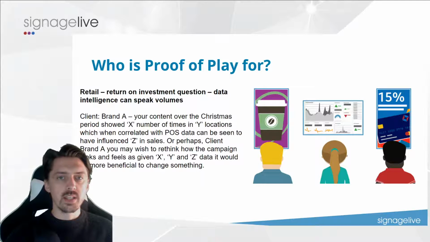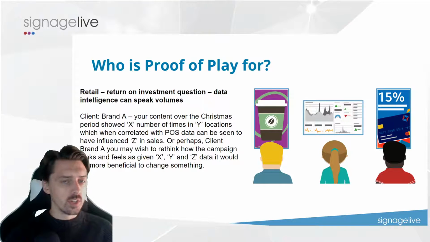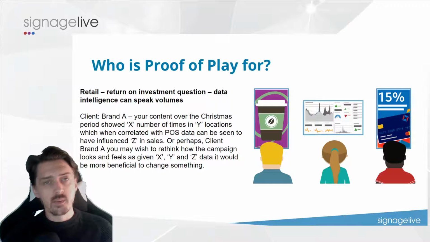So what we're going to talk about today is who is proof of play for, and why do we want it, and what's the benefit, and where's the use case, and why would people potentially need proof of play? So to do that, I've got a couple of examples here that we're going to talk about in some level.